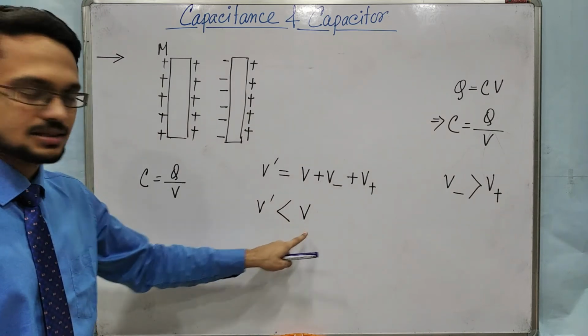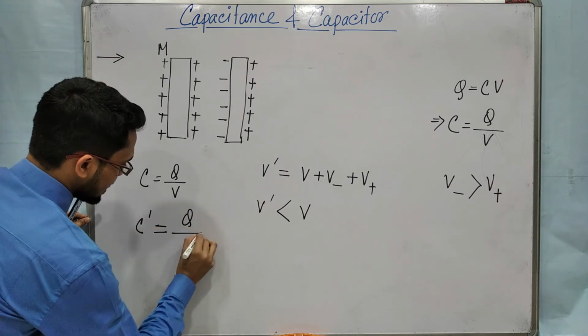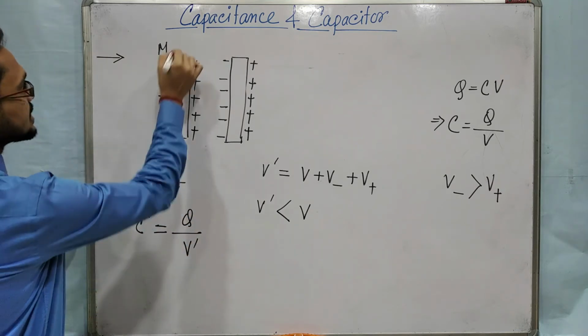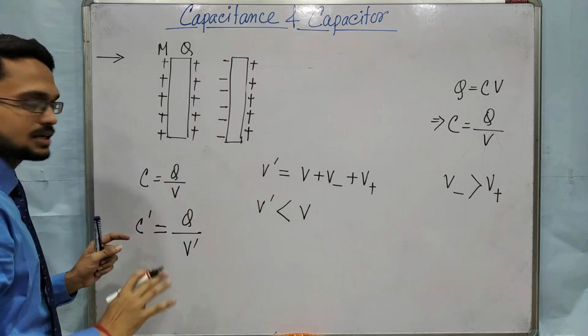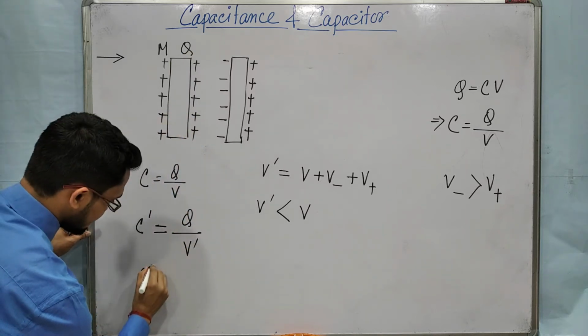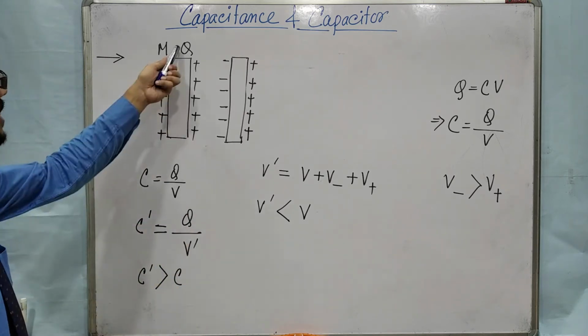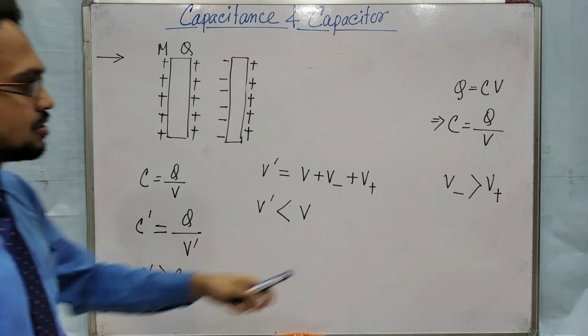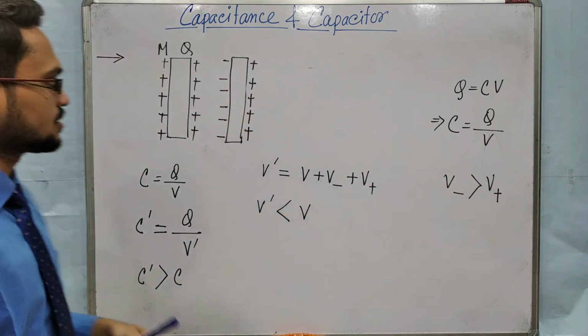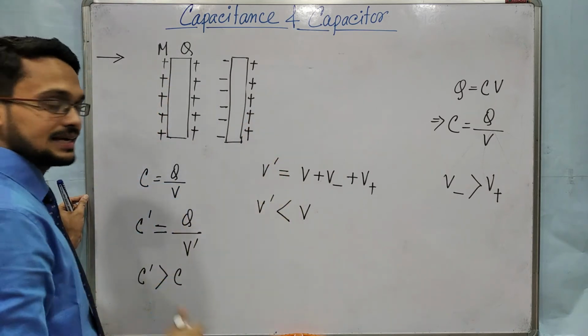So V prime decreases. That means C prime equals Q by V prime. Q is constant here, Q is not changing. So now V prime is less, so we can tell C prime is greater than C. So C prime is increasing, keeping charge constant, by reducing potential. Another thing I am doing, then capacitance will again increase.